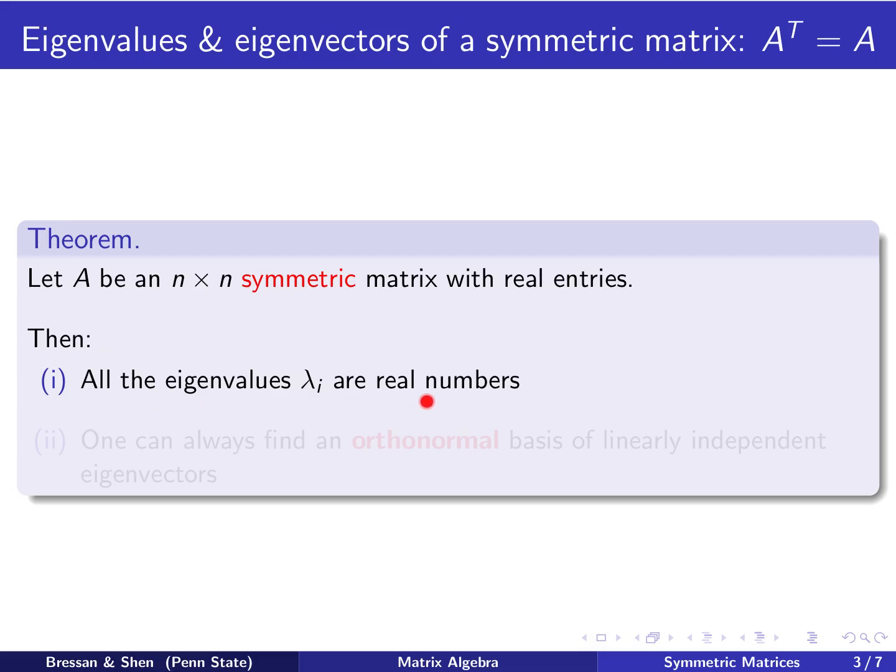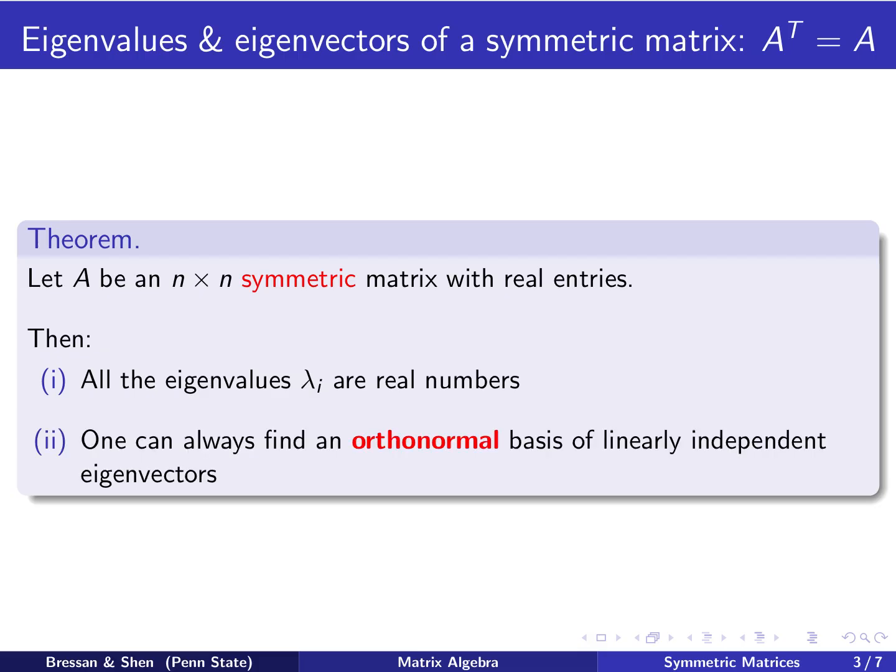First, all the eigenvalues are real numbers. And second, regarding the eigenvectors, one can always find an orthonormal basis of linearly independent eigenvectors. So here it says that first of all, a set of linearly independent eigenvectors would always exist in this case, and furthermore, that besides being linearly independent, these vectors will be orthogonal to each other, and then you can normalize them and have an orthonormal basis.